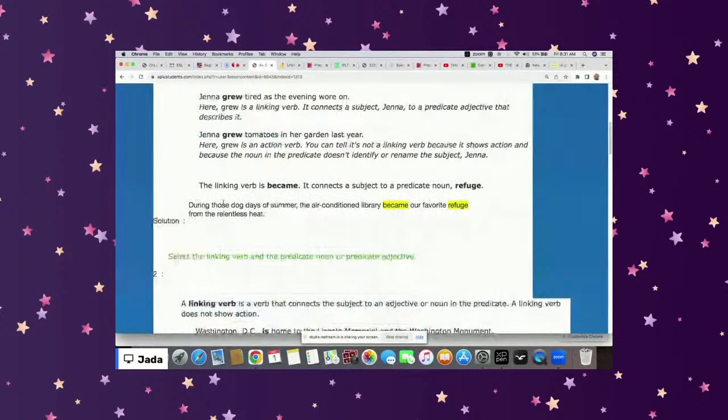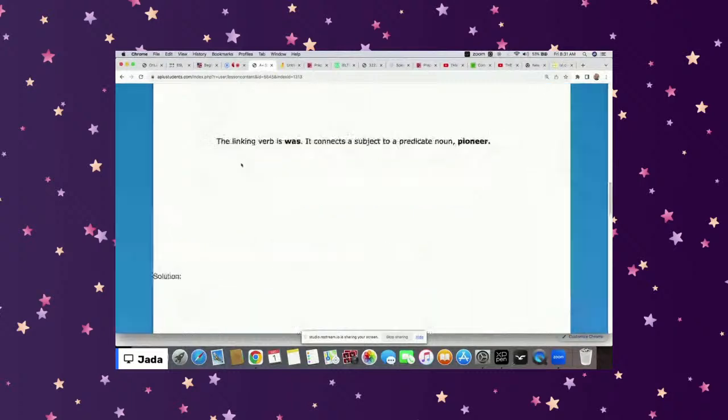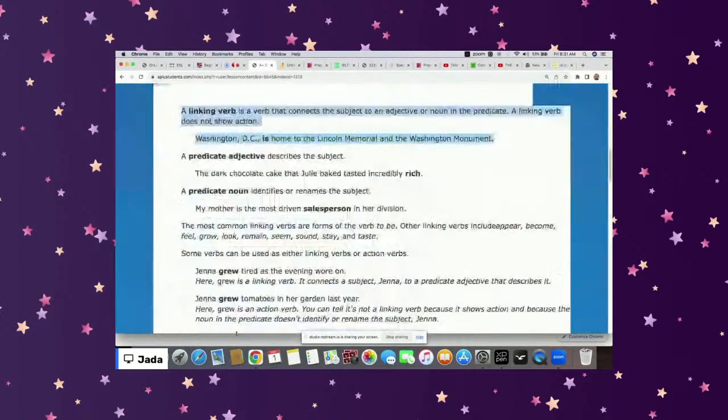During those dark days of summer, the air-conditioned library became our favorite refuge from the relentless heat. So now the linking verb here is became. It connects the subject to the predicate noun refuge. So it's connecting what happened during summer to the predicate noun refuge. So let's see some more.